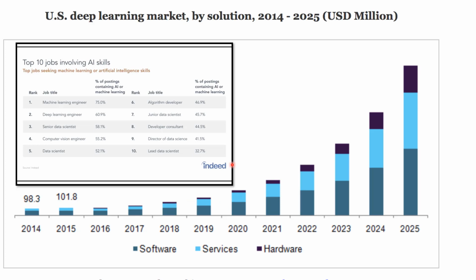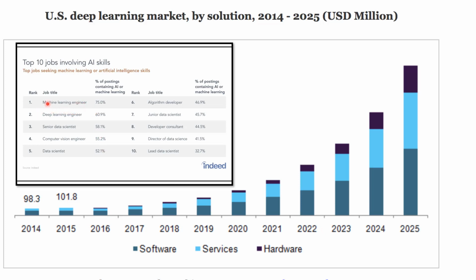So in the USA, this is the deep learning market statistics from 2014 to 2025. The market of deep neural networks is booming, is growing. As you can see here, from 2014 the amount of money is about $98 million, and then it grows up. This is distributed between software, services, and hardware. And the job market actually is growing.